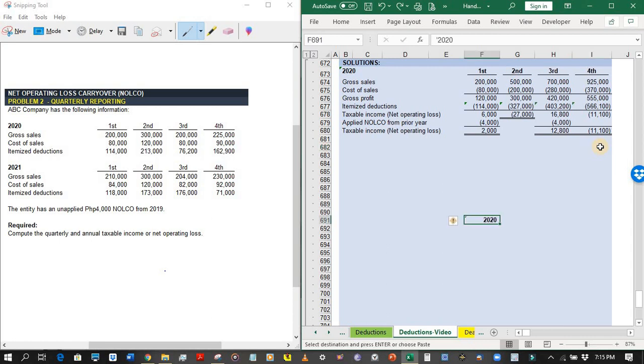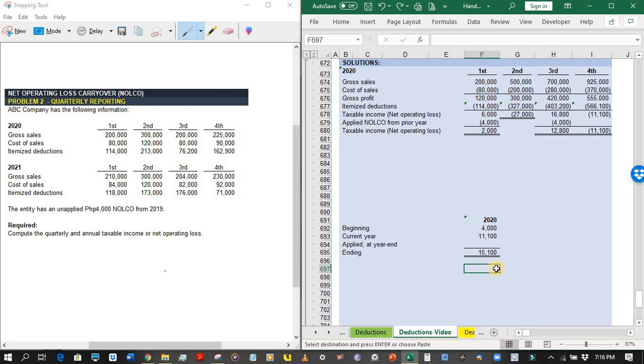So for 2020, we have a beginning balance of 4,000 pesos because that is the NOLCO that was incurred in 2019. So the question is, is the 4,000 applied during the year 2020? So the answer is the NOLCO will not decrease by 4,000. Instead, it will increase by 11,100. And the total NOLCO as of the end of the year is 15,100, which means that the 4,000 pesos NOLCO incurred in 2019 is not actually applied in 2020.